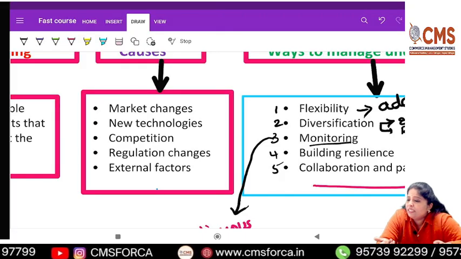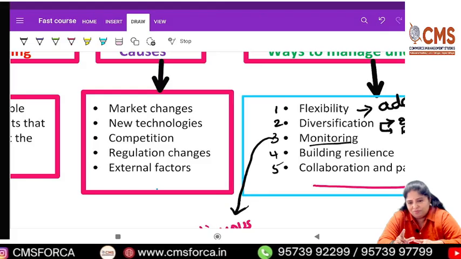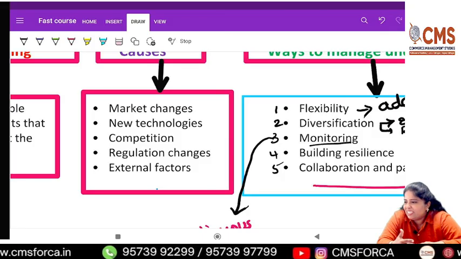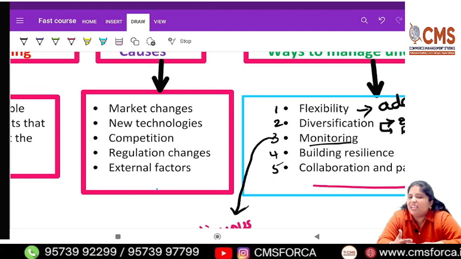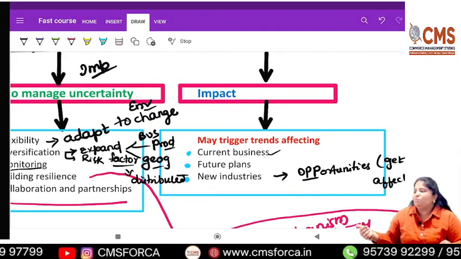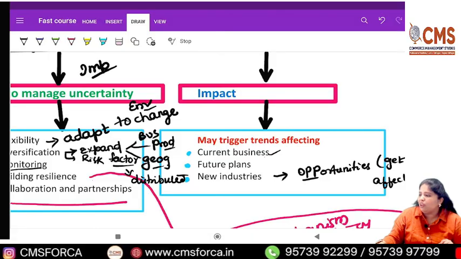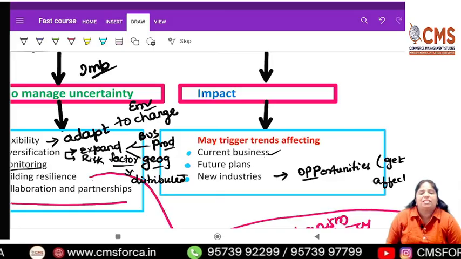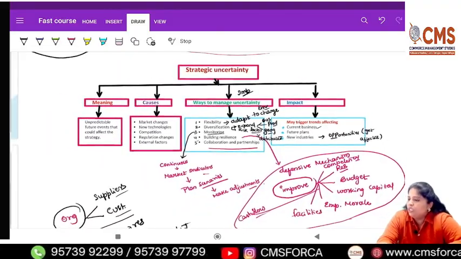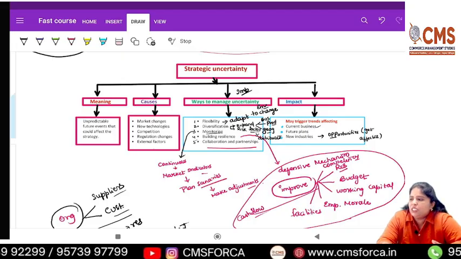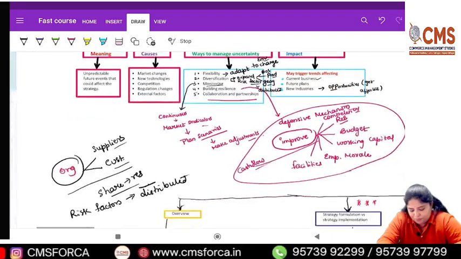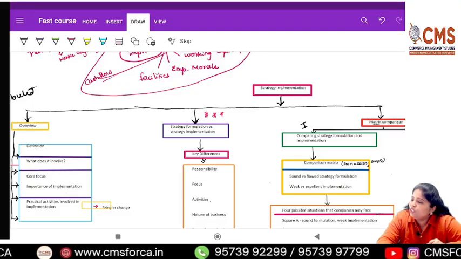How do you manage uncertainty? Adapt to change, build resilience, make sure you are monitoring your market indicators, collaborate with partners and diversify so that your risk factor gets distributed. Impact: current business, future plans, and even your opportunities of entering into a new industry might get affected. That's one quick coverage on strategic uncertainty, which is one more key concept from this chapter expected for your exam. Shall we move on to the next one?